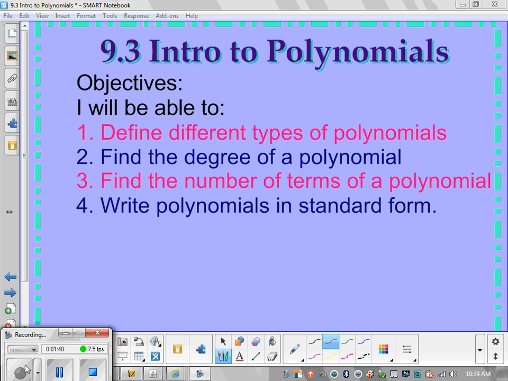Here is your objective for today. It is kind of long, however, we're looking at pretty basic vocabulary type problems today. 9.3, we are finally introducing ourselves to polynomials. The objectives you are writing is you will be able to define different types of polynomials, find the degree of a polynomial, find the number of terms of a polynomial, and write the polynomials in standard form. Pause if you need to complete writing your objectives.